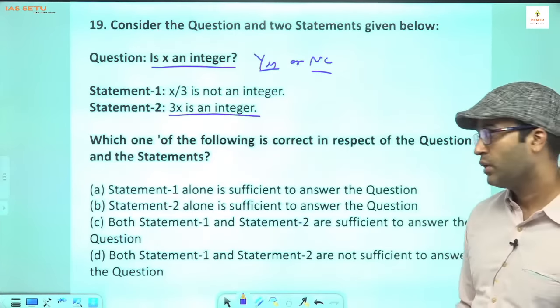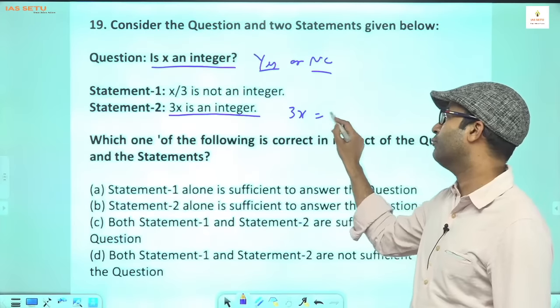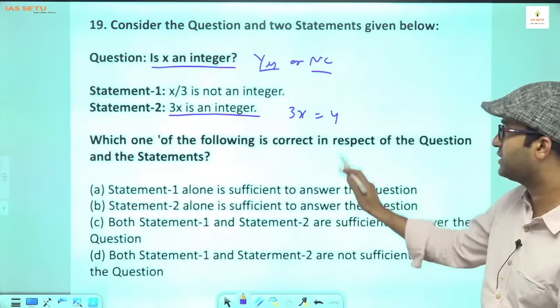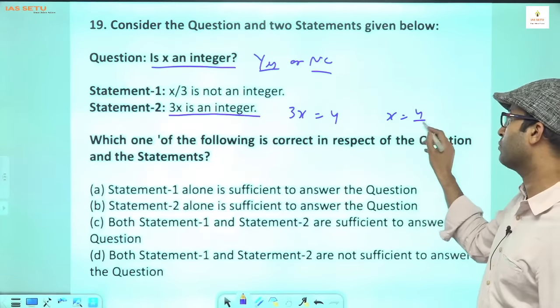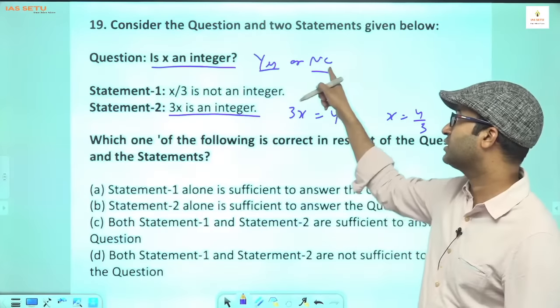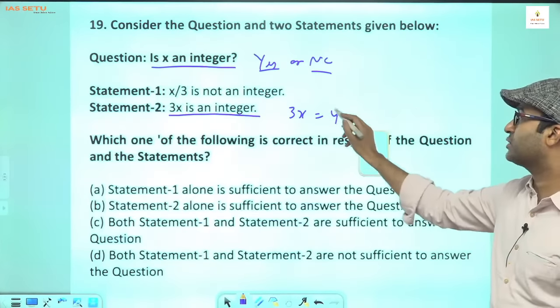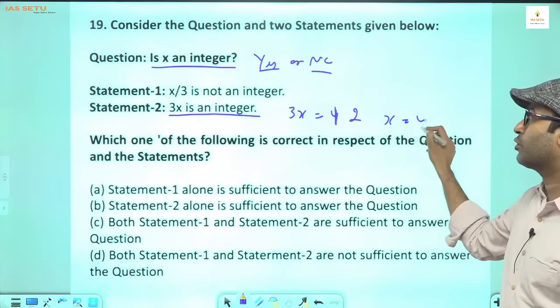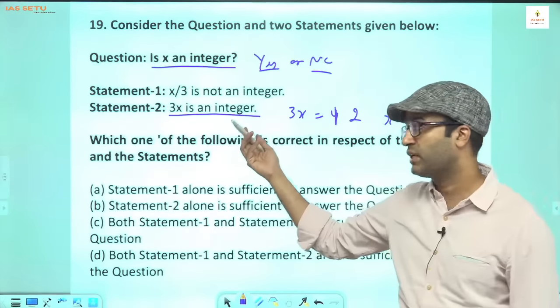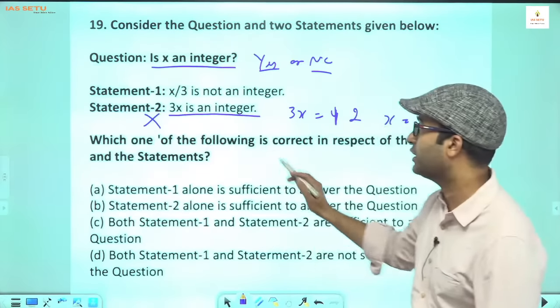Statement 2. I take 3x is equal to 4. For example, 3x is an integer. So what is x? 4 by 3. So is x an integer? No. But if I take 3x is equal to 12, then x is 4. So sometimes x is an integer, sometimes not. Statement 2 is not giving a clear idea.